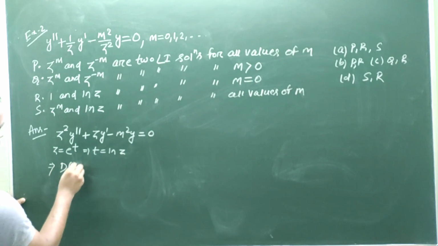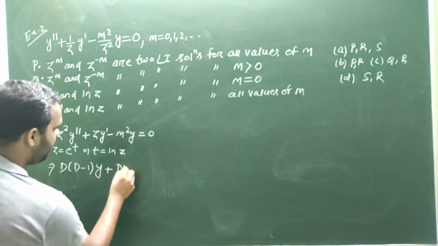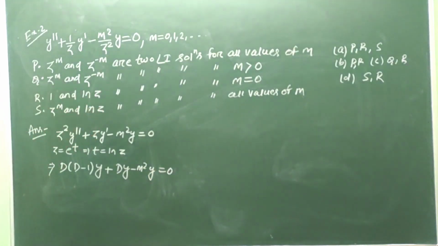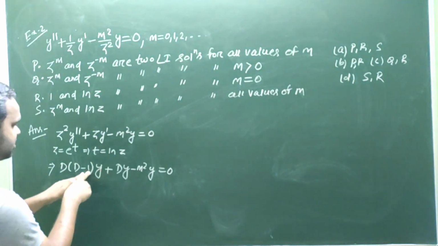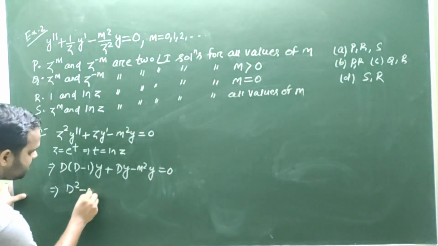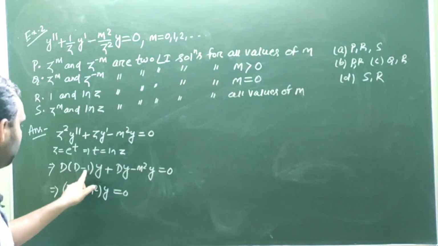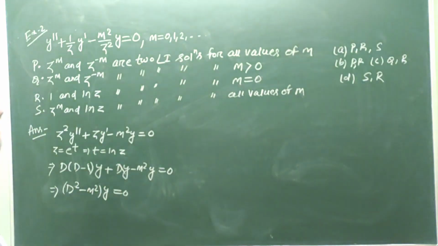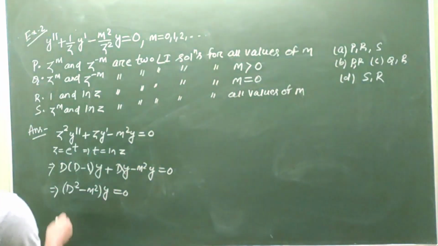So here we will substitute in this case. This will be D into D minus 1 into y plus D into y minus m square y is equal to 0. By simplifying, D square y will be there, here minus Dy plus Dy, so these will cancel. Finally you will get D square minus m square into y is equal to 0, because the minus Dy and plus Dy cancel. Then only D square y and minus m square remain. So I have written this here.